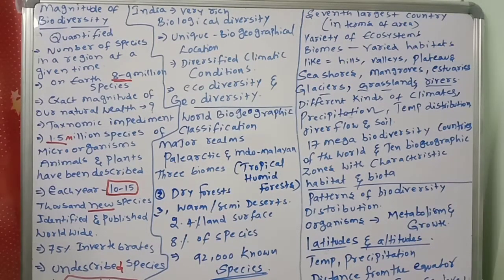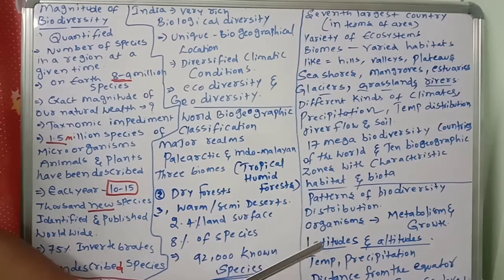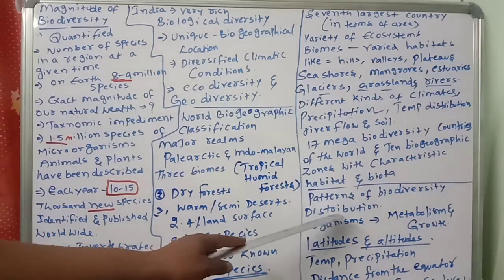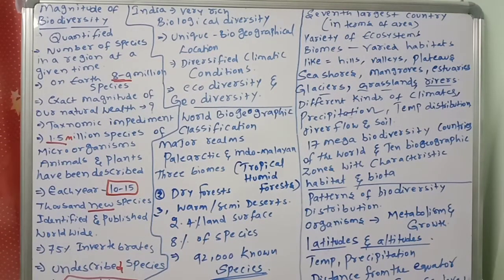Now the patterns of biodiversity and distribution. For example, the distribution of plants and animals is not uniform around the world. Organisms require different sets of conditions for their temperature, metabolism and growth. So animals and plants are not in one particular area; they are in different places. So it is not uniform around the world.